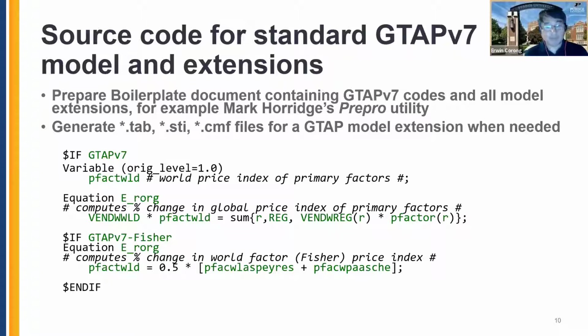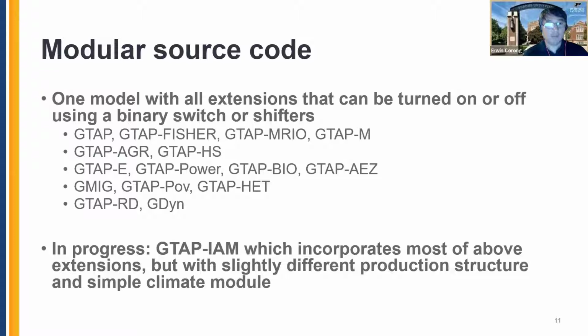At this point, I'm thinking we can actually drop the STI file, which contains the condensation file, and just put the condensation as part of the main model tab file. But that's something that still needs to be thought about because it might have an implication on GTAP.